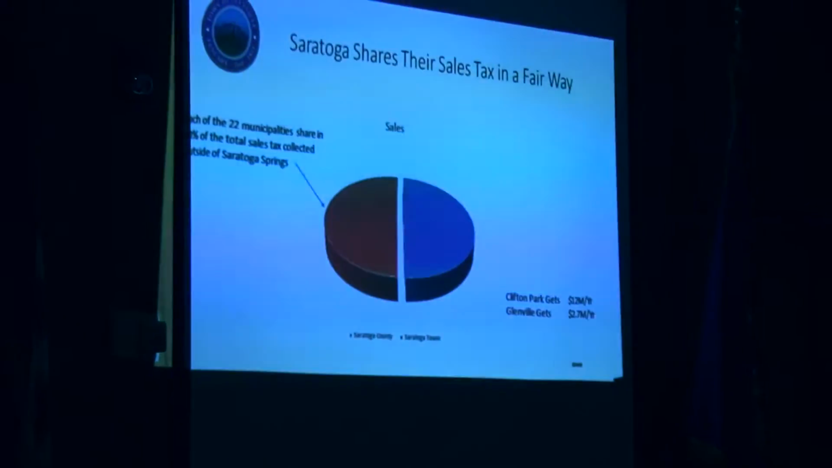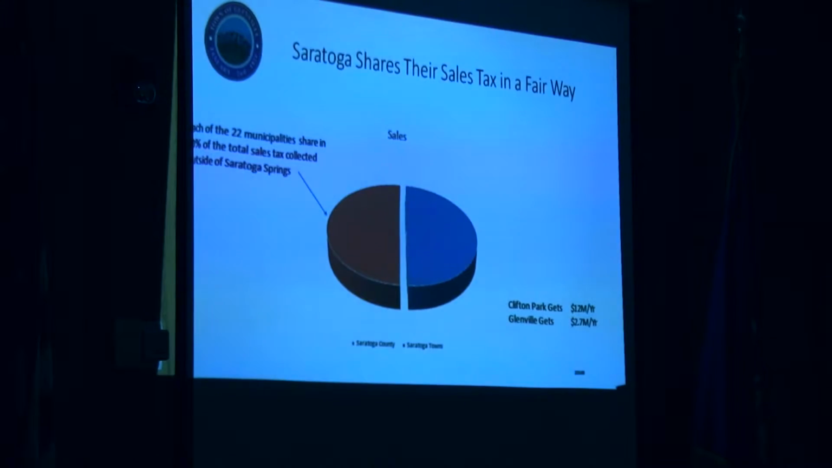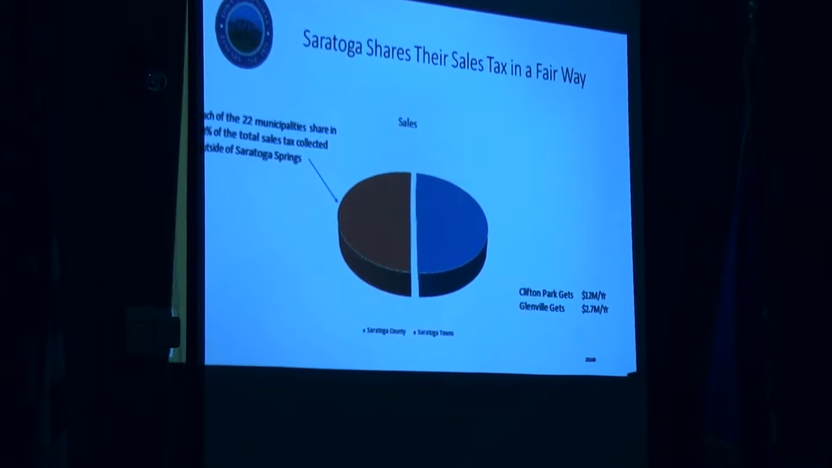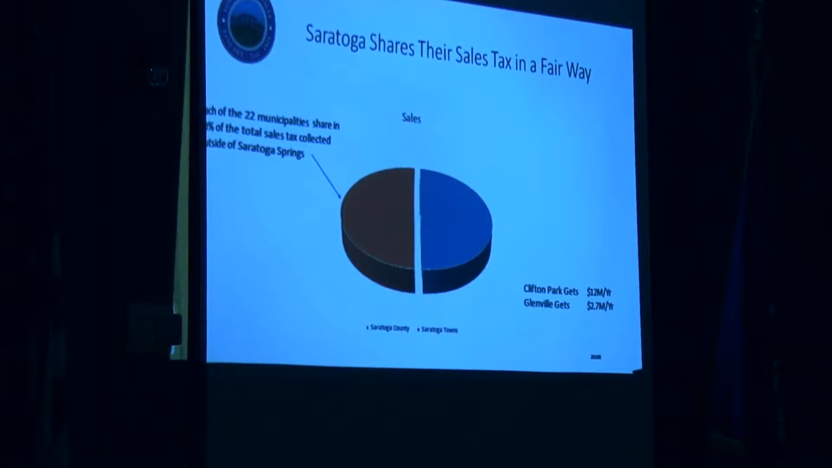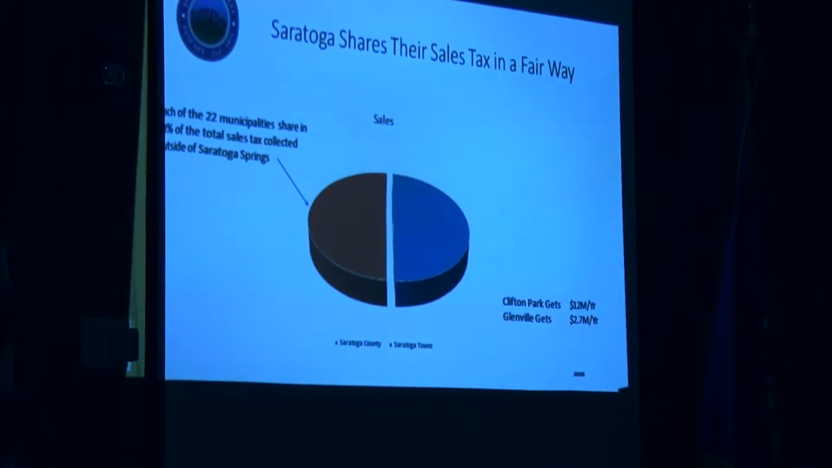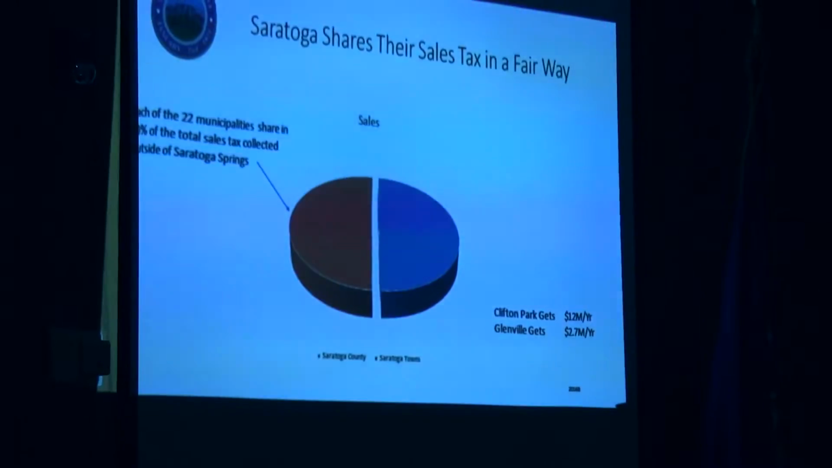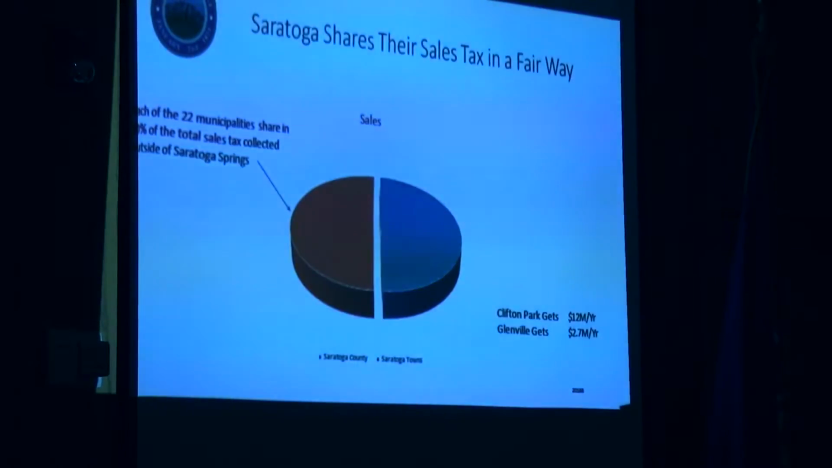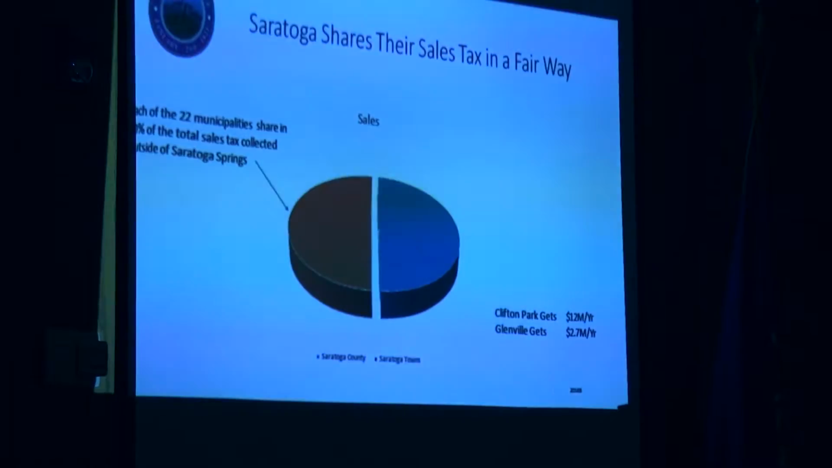And you can see, looking to our neighbors just over the border here, Saratoga shares their sales tax with their municipalities 50-50. So a town like Clifton Park, which has 34,000 people, gets $12 million a year in sales tax revenue. Glenville with 30,000, although we'll say 22,000 because Scotia gets their own, only gets 2.7.